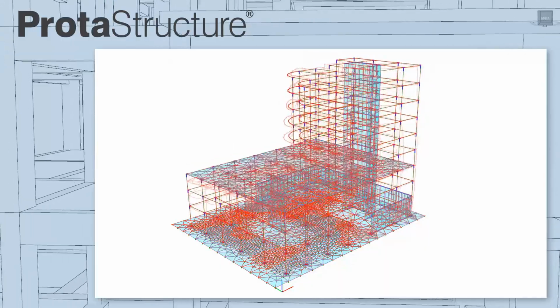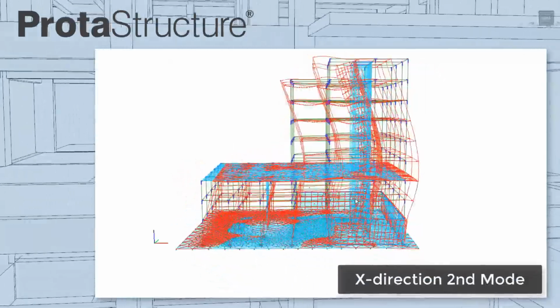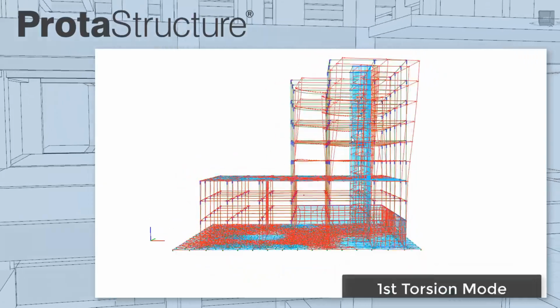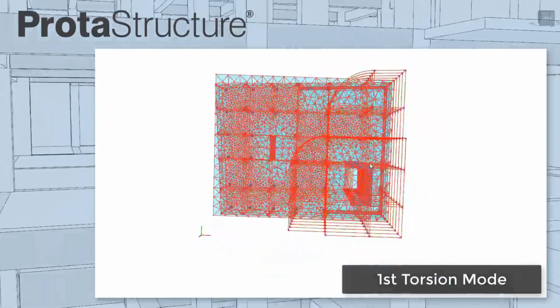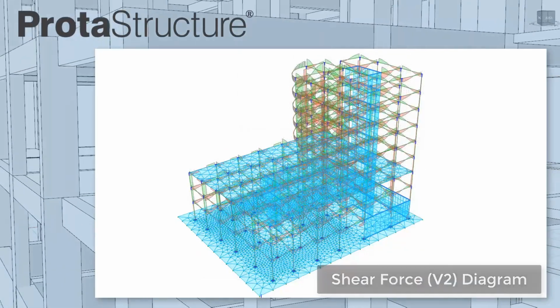Visualize dynamic behavior including vibration mode shapes. Save analysis time by selectively meshing only the stories and walls you like. And determine critical members by viewing the member forces.